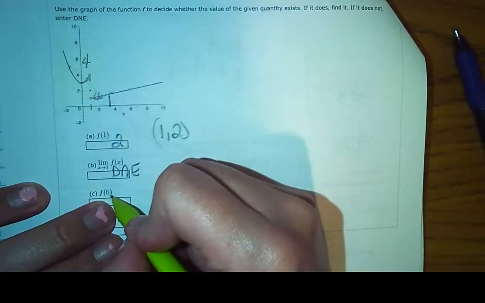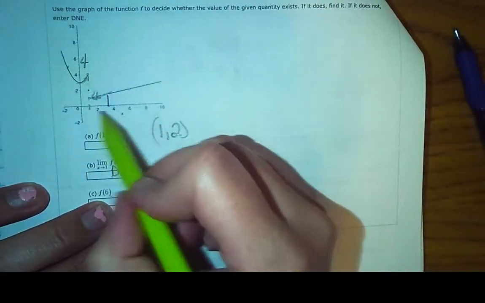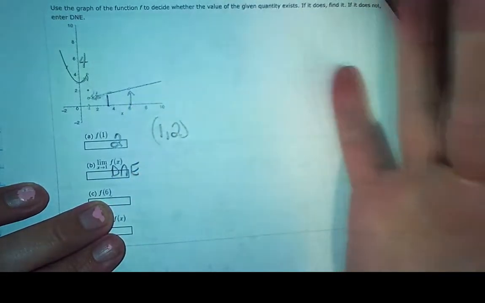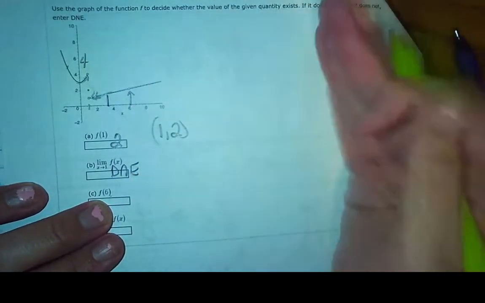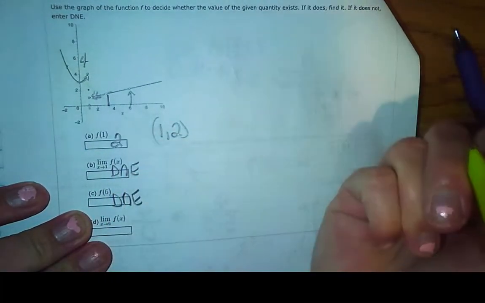What about f of 6? I want a specific y coordinate when x is 6. If x is 6, what do you notice you have? You have an open circle, or it's undefined there. You do not have a point there. So since there is no point, it doesn't exist.